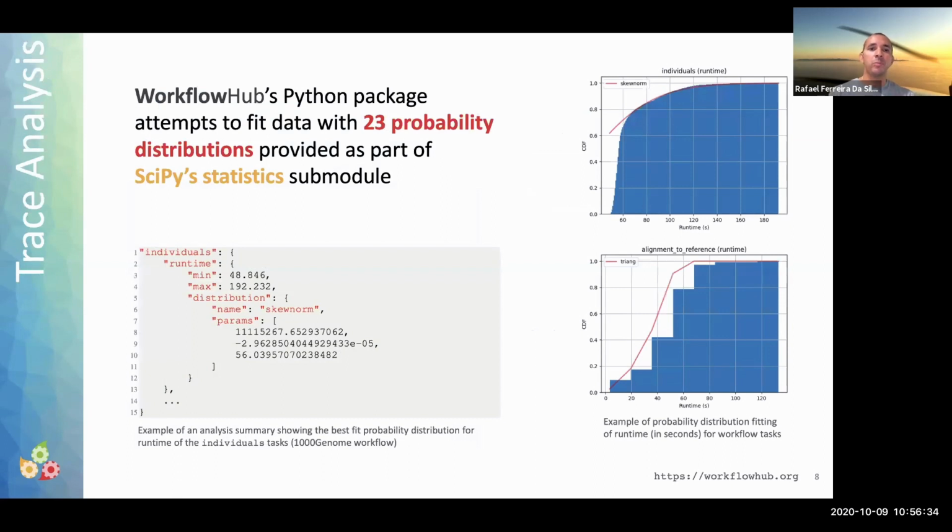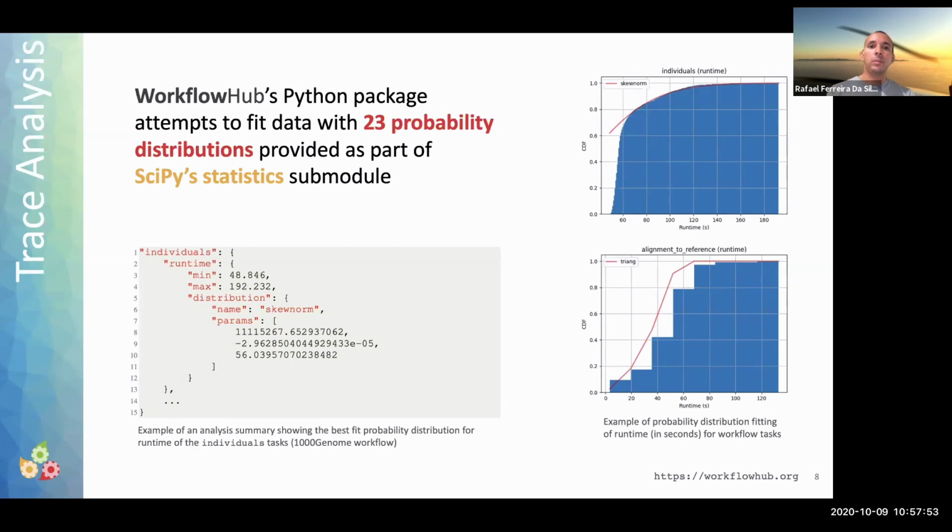So here, for example, we use the Python package. We analyze the traces and try to fit probability distributions to the characteristics of the traces. The idea behind that is, when we want to generate synthetic traces that resemble the real ones, we want to generate properties of the workflow execution that resemble the original trace. And using probability distributions is a nice way to easily scale up the size of the workflows based on these distributions.